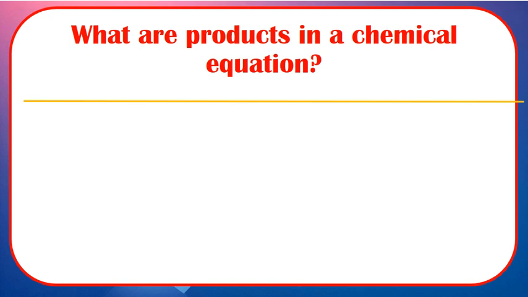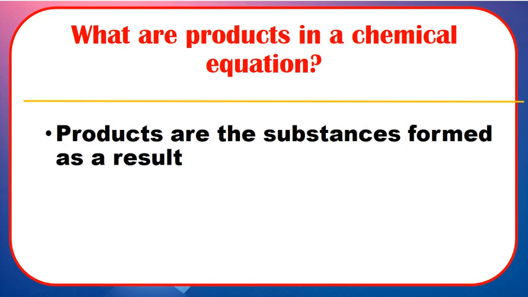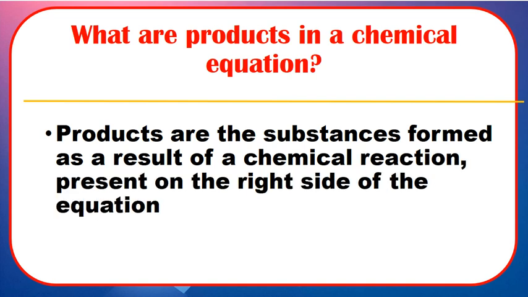What are products in a chemical equation? Products are the substances formed as a result of a chemical reaction, present on the right side of the equation.